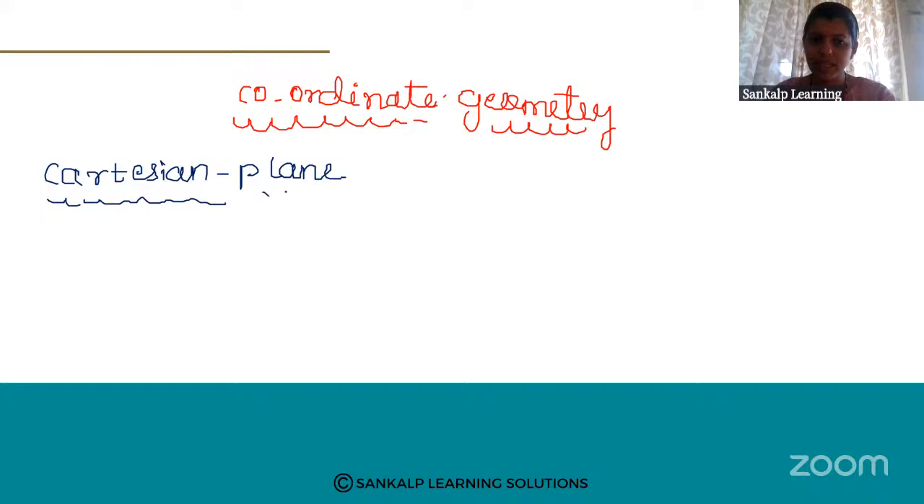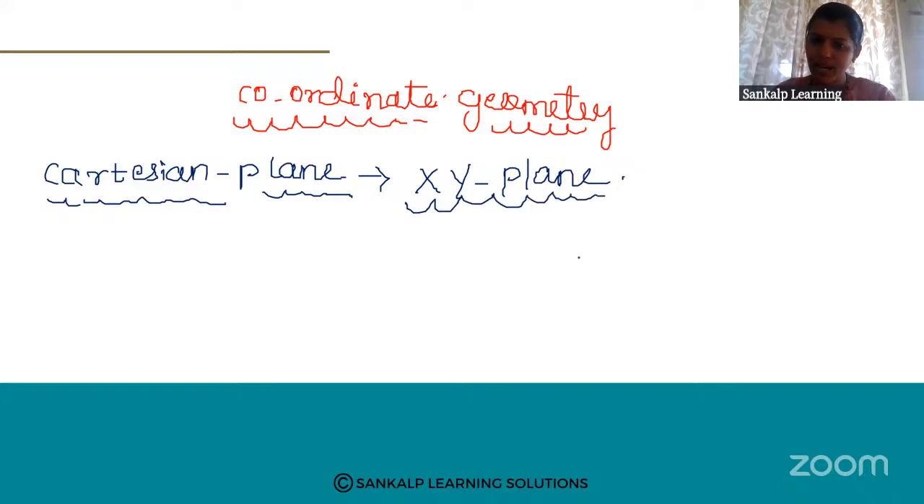First we should know about the Cartesian plane. What do you mean by Cartesian plane? The Cartesian plane, also called the Cartesian system, is nothing but the XY plane.